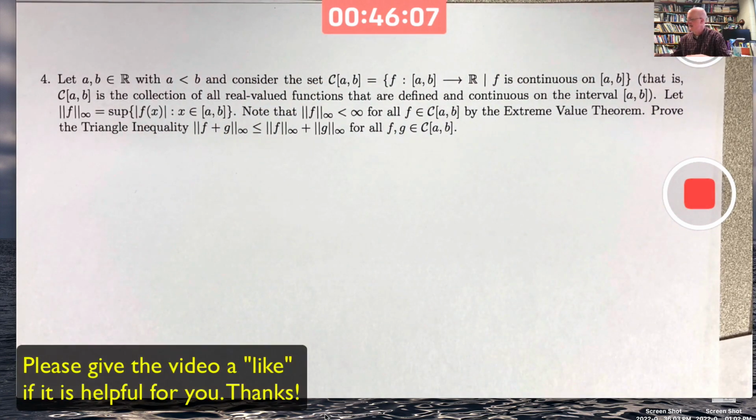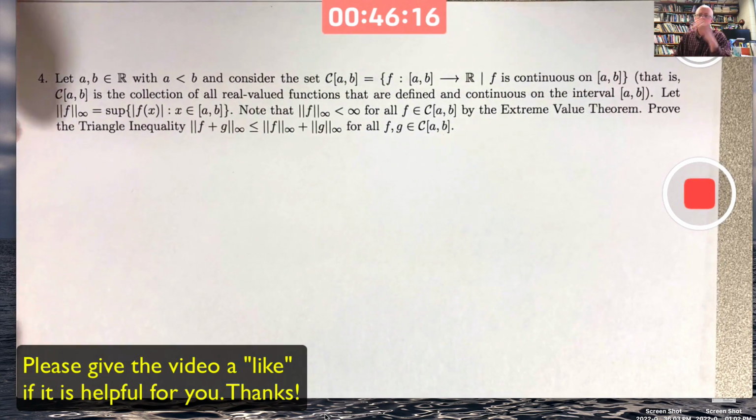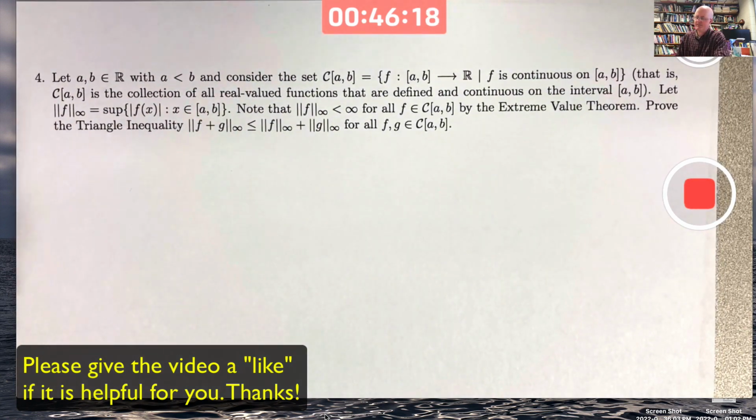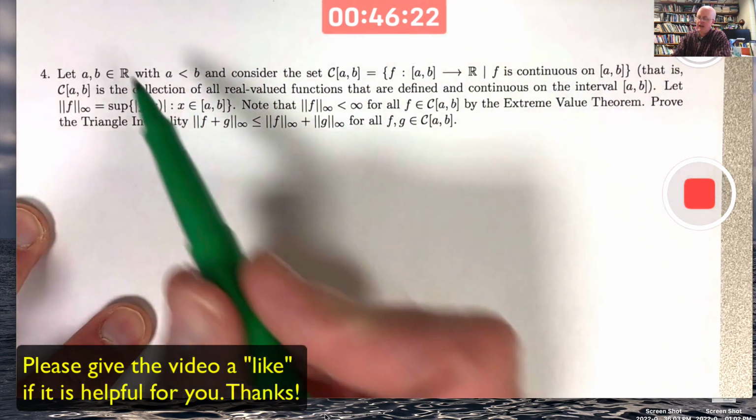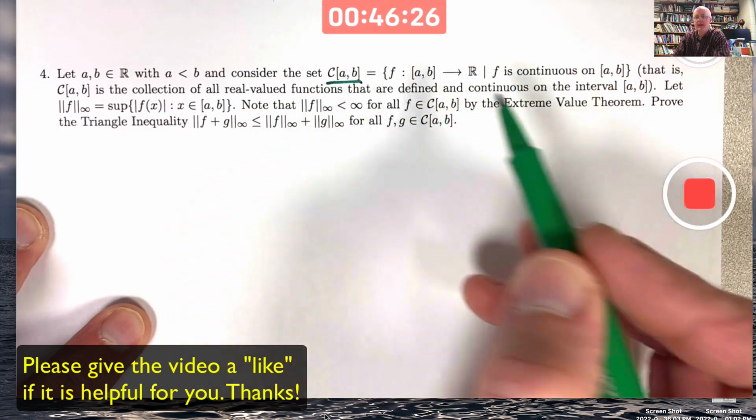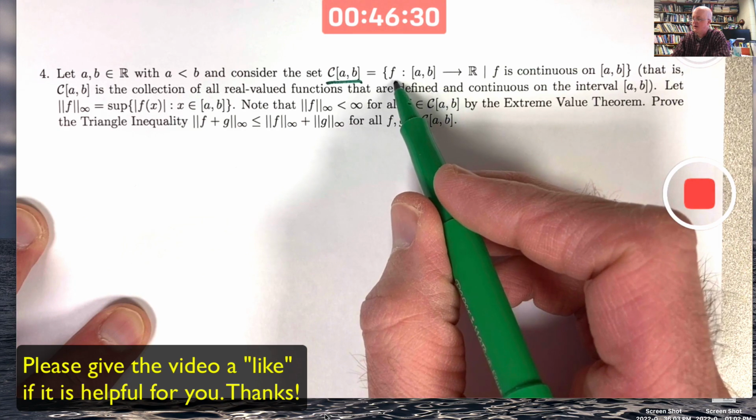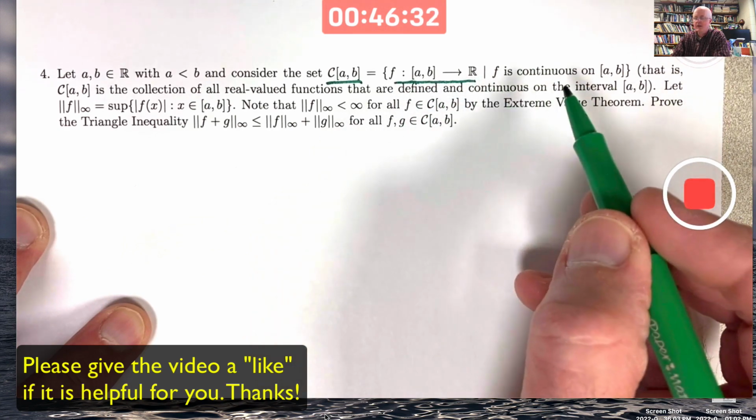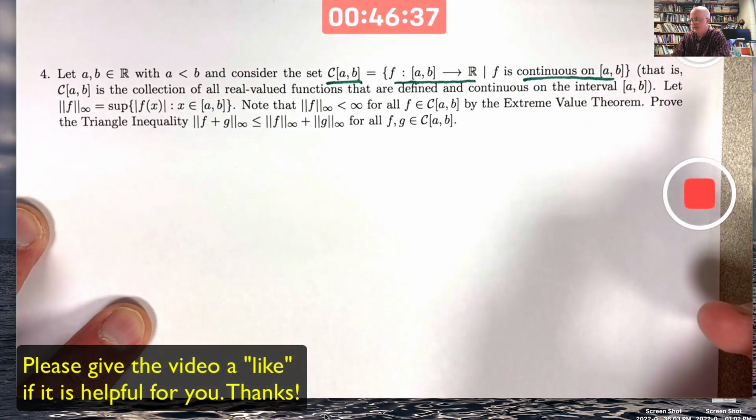A new kind of idea in this problem, the idea of a norm. Norms are related to metrics. They in fact generate metrics. Let A and B be real numbers with A less than B. Consider this set C of A, B. That's standard notation for the collection of all functions from the closed interval from A to B that are real valued, that are continuous on the entire interval from A to B. That's standard notation.